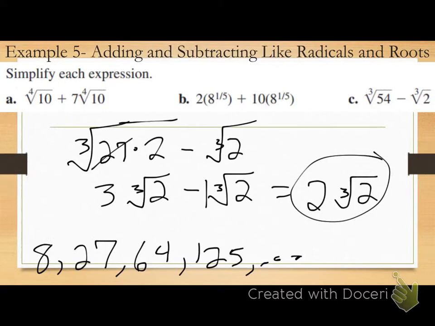Any questions on adding, subtracting, like radicals and roots? Can I move on? Oh, I'm going back. We're good? All right.